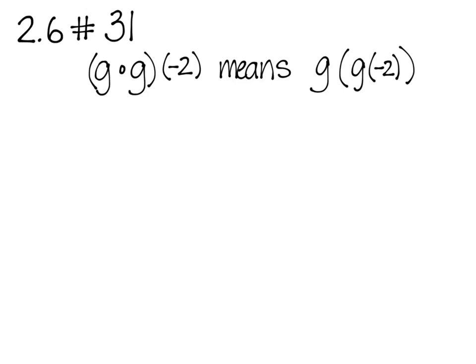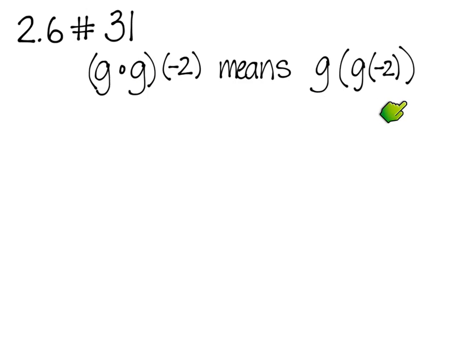This is Pre-Calculus, Chapter 2, Section 6, problem number 31. It's a problem where we're doing a composition, but the composition is of the same function twice. So we're going to use the function g 2 times. Remember that g, and then this little o, g, this means g of g of negative 2.